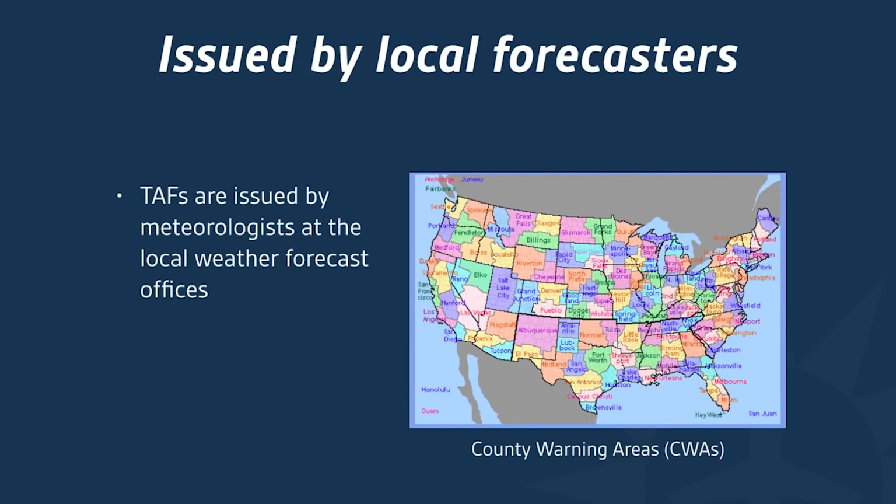Now, TAFs are issued by meteorologists at the local weather forecast offices. And this is quite important because they have local knowledge of the weather. They forecast day in and day out in that particular area, so they're very comfortable with the weather for that geographic region. Now on the right, you'll see a map here of all the county warning areas. Each one of these warning areas basically has a weather forecast office located within it. And so all the airports within that geography are issued by that particular weather forecast office.